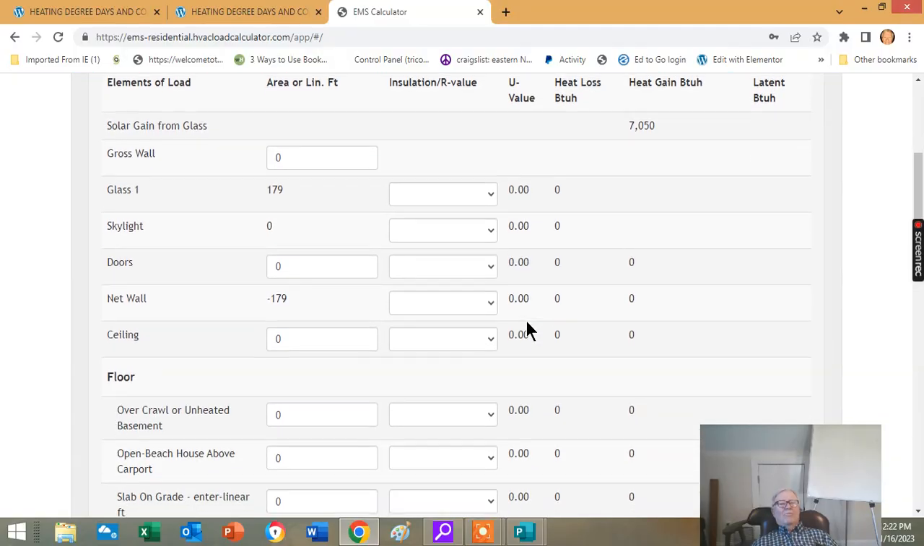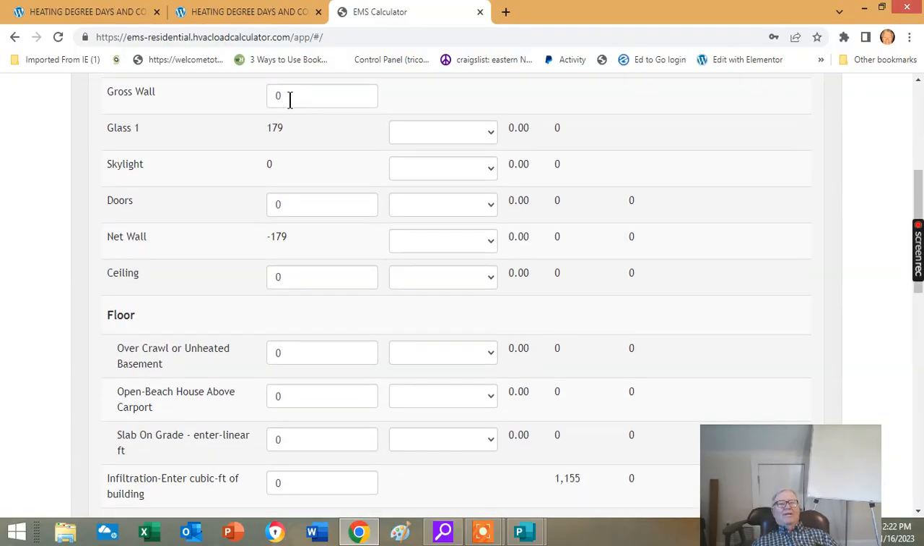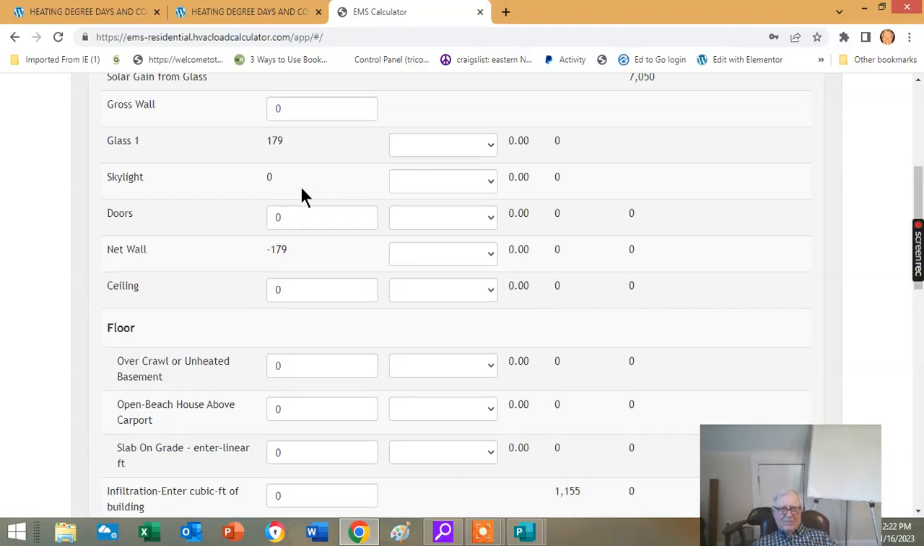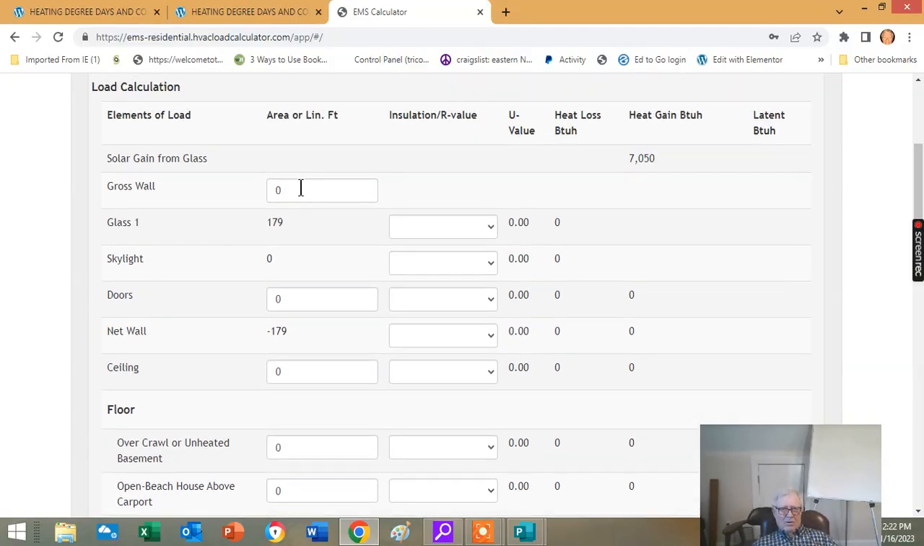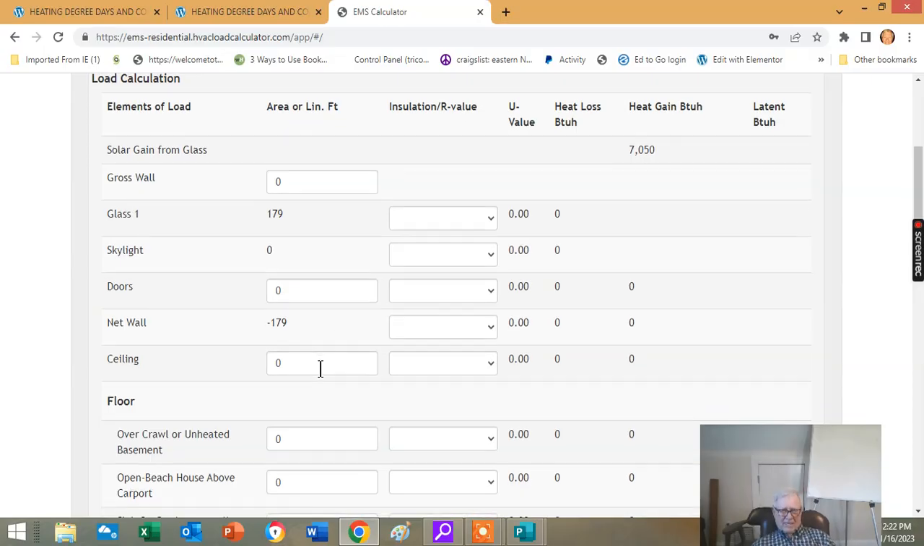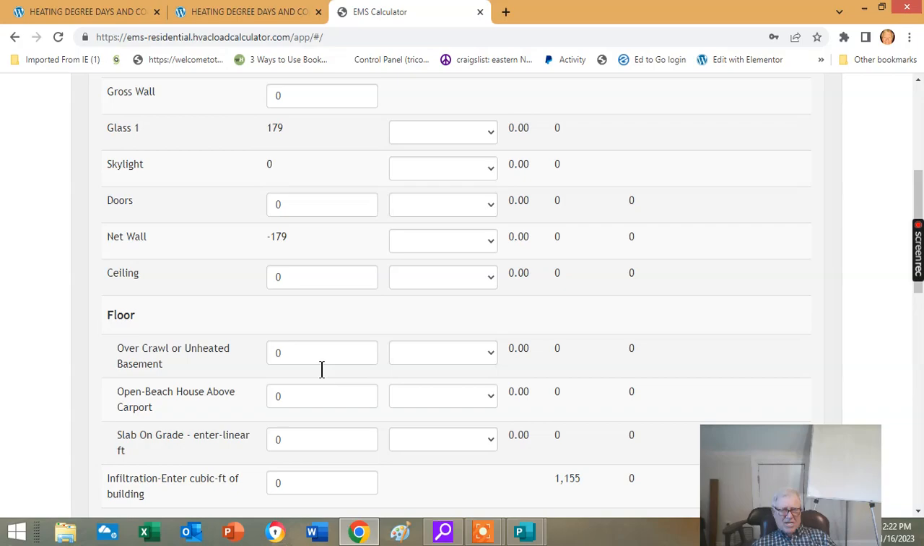We're almost home, folks. It's asking you for the area of the gross wall. By the way, a lot of people get confused. See where here it says area or linear feet. You want to put area in every one of these blank cells, except, and it's a big except, a slab that's on grade, not below grade, but on grade. You will put the linear feet around the edge of the slab. Everything else on here is always going to be area.